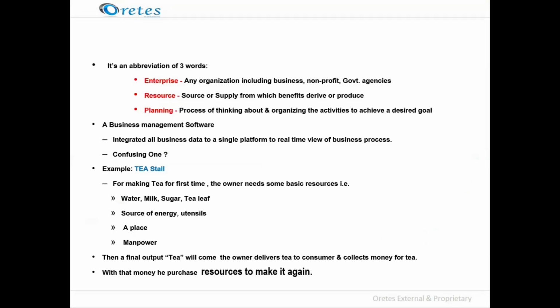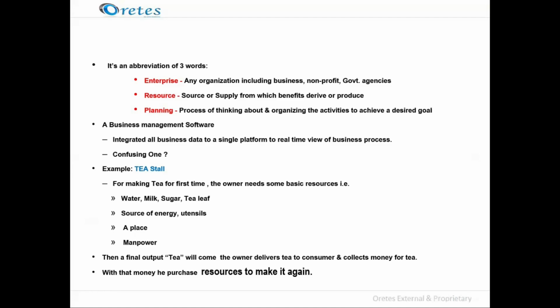Now, an enterprise is anything: a business, a profit organization, a non-profit organization, any government agency, or any NGO, even a college. Resources: to run that business, to run that organization, we always need resources. Okay. Let's consider one example, which is a tea stall. It's a very small business. Still, we can apply enterprise resource planning thoughts to that tea stall.